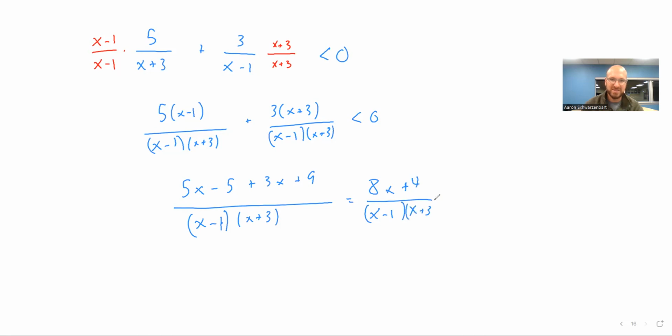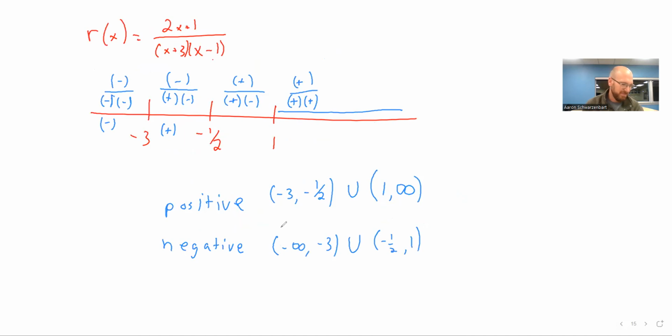Now I can just make my sign chart like I did before. My top is -1/2. Actually, this is the same one I just did. So I combined them and ended up with the same thing I just did. So my answers are still the same. Okay. When is it less than 0? That's negative. That's this. Okay. That is part 1 of section 2.8.